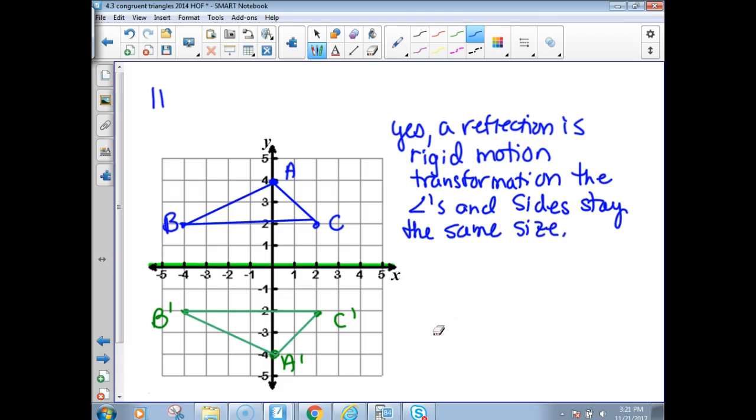Now, if you reflect it over the y-axis, would the triangles be congruent? Yes, all reflections are a rigid motion transformation. Do you remember other transformations that we did that are also rigid motions that the triangles would be congruent? Rotation, yep. What else? Translation, which is a vector translation. Okay, sliding. And then the glide reflection also, but we really didn't emphasize that.